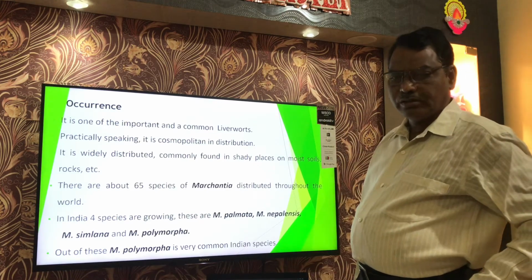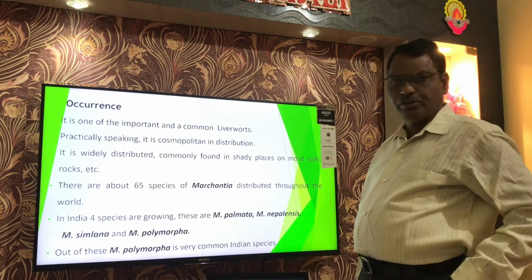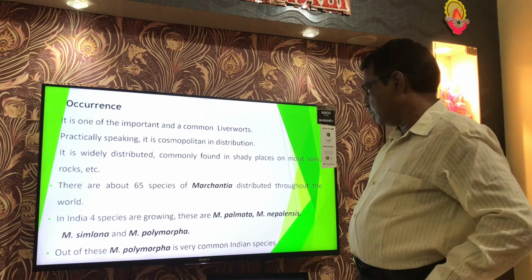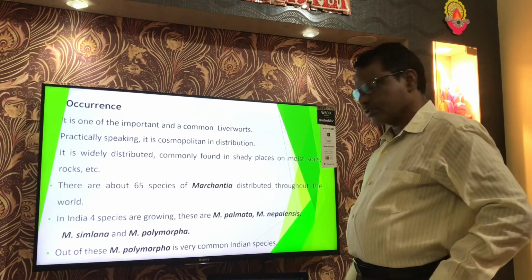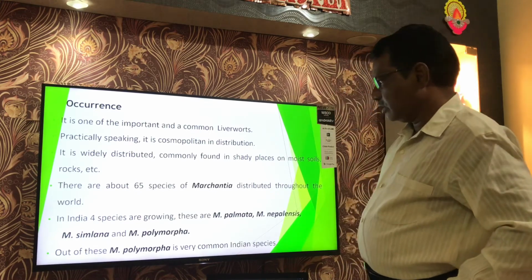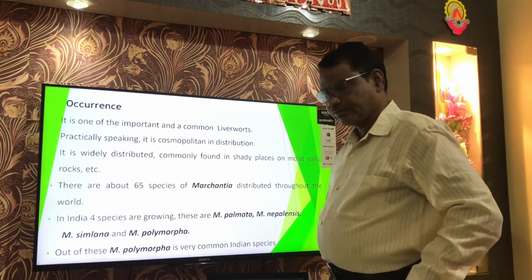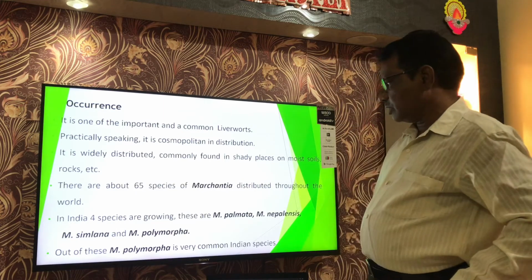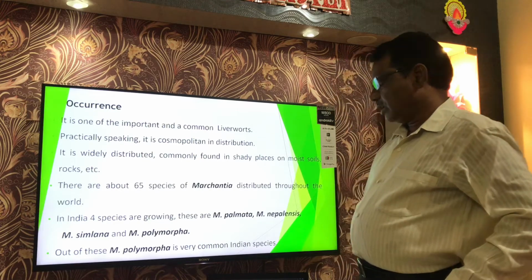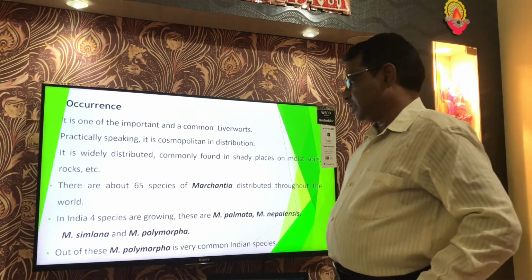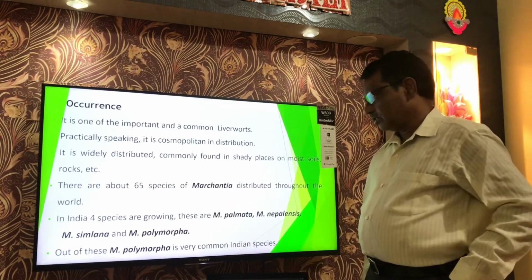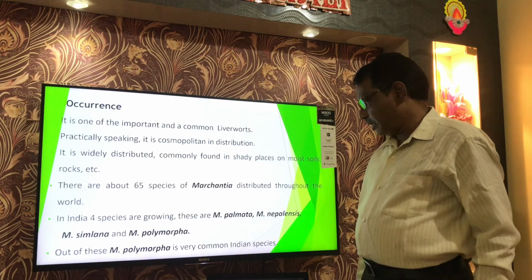Practically speaking, it is cosmopolitan in distribution, and Marchantia is widely distributed and commonly found in shady places, on moist soils, rocks, and other moist surfaces. In the world, there are about 65 different species of Marchantia. Out of these 65 species, 4 species are commonly growing in India.